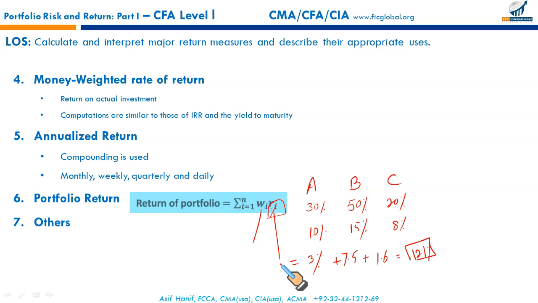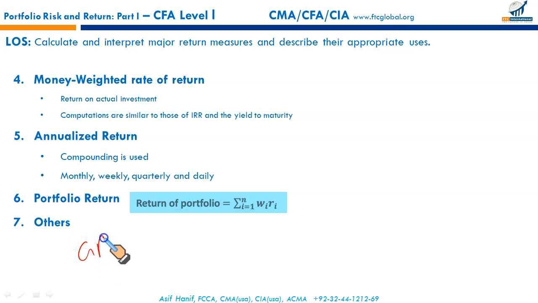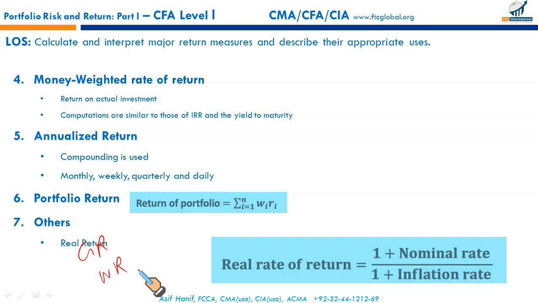Then there are gross returns and net returns. Gross return is earned prior to the deduction of fees, normally the management fee or the custodial fee. But the net return is the return post deduction of fees. All right, then we have another measure called the real return.